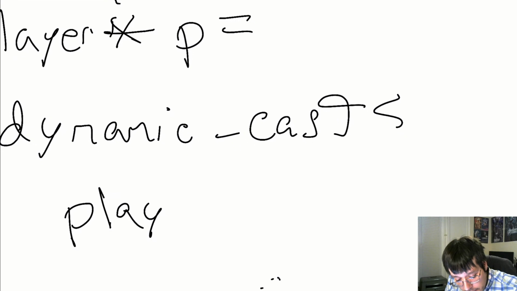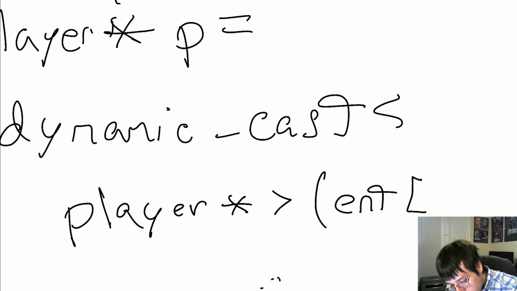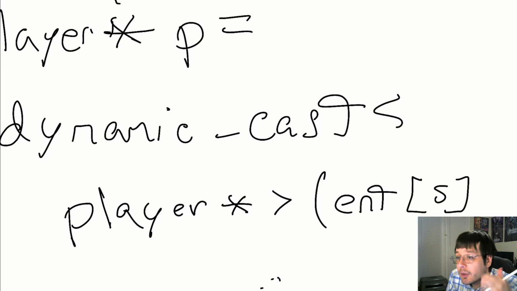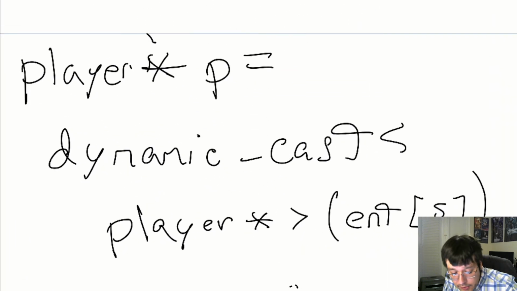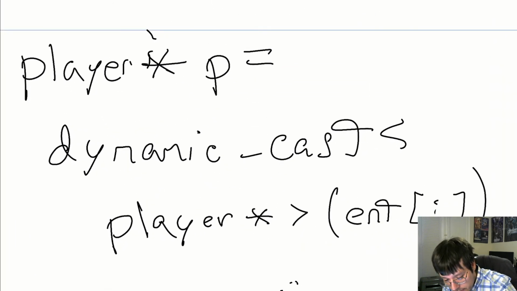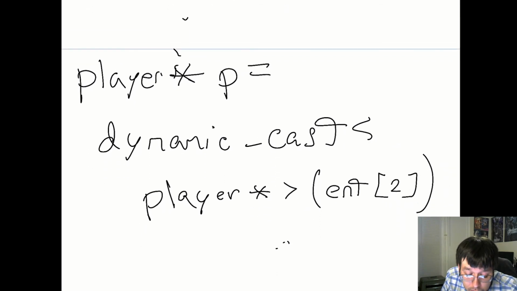Let's make that bigger. To a player pointer. Entity, I don't know, 5. Let's say 5 was a player, okay? All right, well, no, let's just use the one that we did because I don't want to confuse you too much. So 2 there.